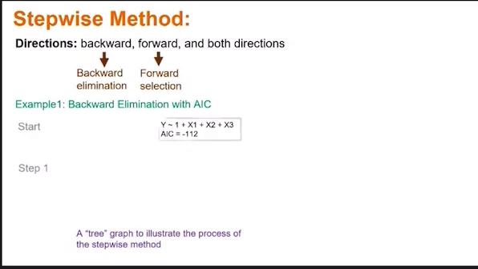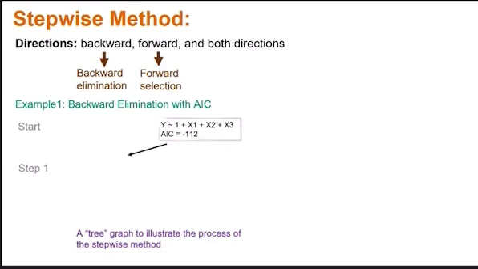What am I going to have in my step one? I'm starting with the most complicated model. Here I'm having three predators. I want to go backward. I'm going to start with the most complicated model. Then I'm going to fit this model, then compute the AIC. The AIC here is negative 112. Now I'm going to go to the next step. Please pay attention.